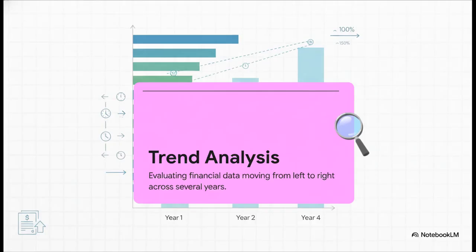Alongside common size statements, we use trend analysis, which is also known as horizontal analysis. This basically involves evaluating financial data moving from left to right across several years. You anchor your data to an oldest base year, making that base year 100%. Then, you express all subsequent years as a percentage of that base year. This brilliantly reveals the true velocity of a company's growth, or its decline.